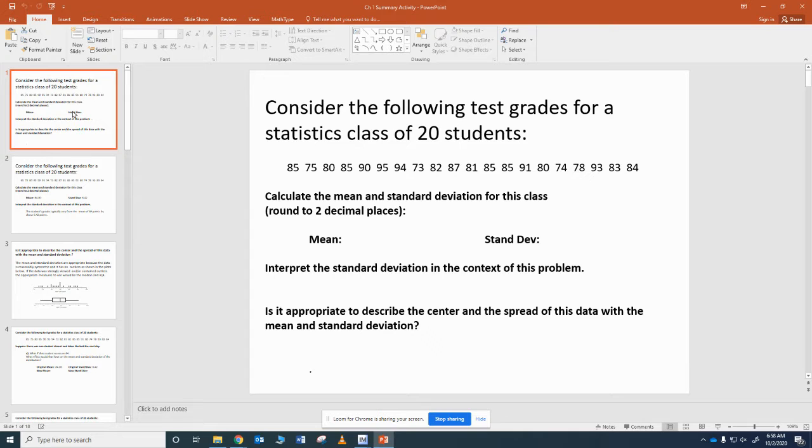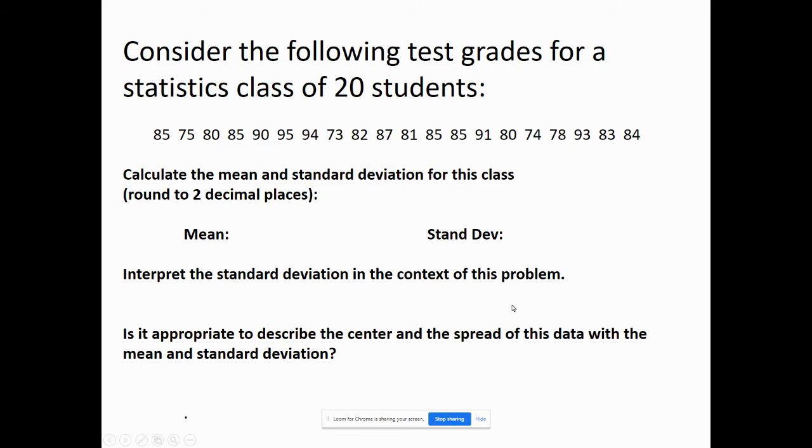Okay, this PowerPoint I refer to as the Chapter 1 summary activity. It runs through a series of what-ifs with a problem that has to do with grade averages or test grades for a particular class. All right, so consider the following test grades for a statistics class of 20 students. And it lists them out.